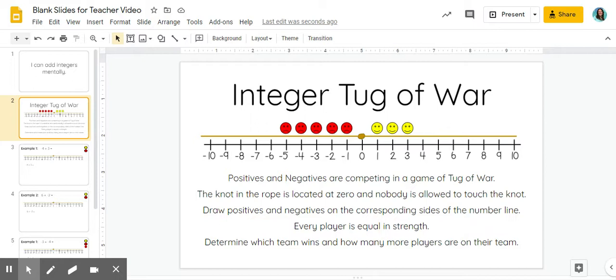Draw positives and negatives on the corresponding sides of the number line. Every player is equal in strength. Determine which team wins and how many more players are on their team.